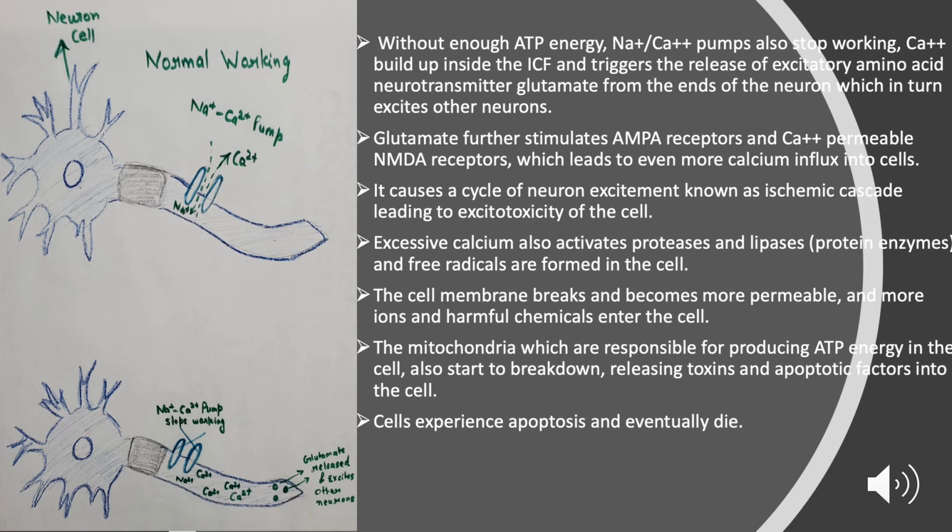When the cell's membrane is broken down, it becomes more permeable and more ions and harmful chemicals enter the cell. Also, the mitochondria, which are responsible for producing ATP energy in the cell, start to break down and release toxins into the cell. Therefore, cells experience apoptosis and eventually die.